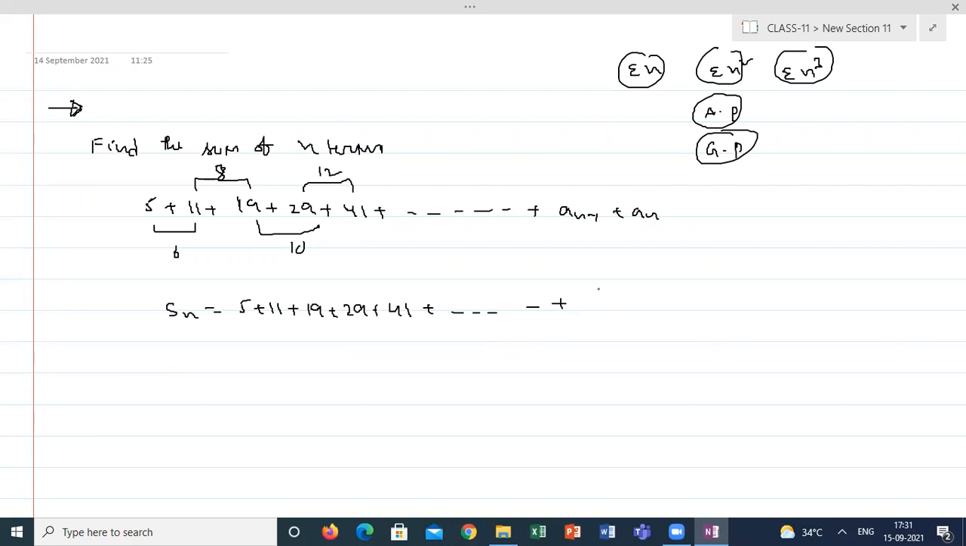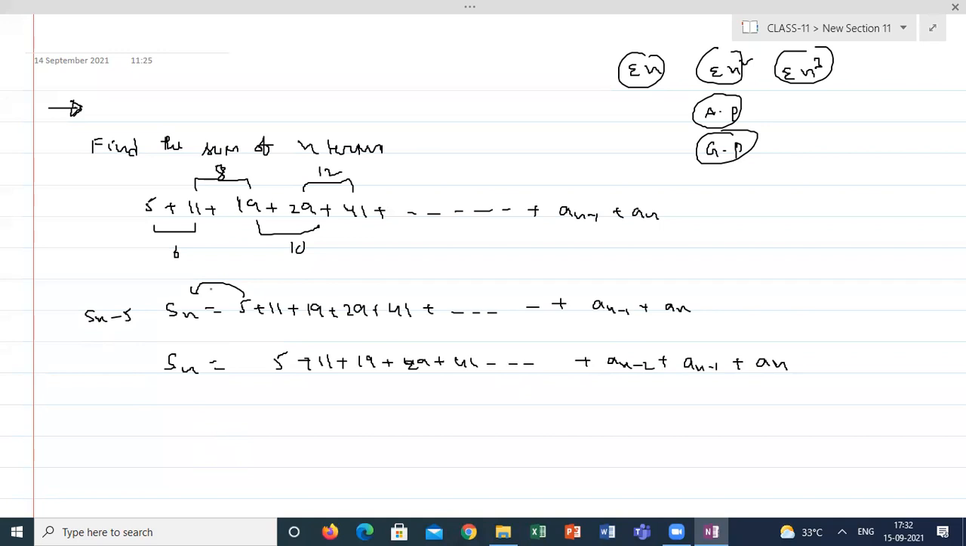So I am writing the last few terms: an minus 2 plus an minus 1 plus an. Why am I doing this? I am taking Sn equals 5 plus 11 plus 19 plus 29 plus 41 and so on, plus a n minus 2 plus a n minus 1 plus a n. Now I write the same series shifted, Sn equals 5 plus 11 plus 19 and so on. If I subtract both, what will I get?